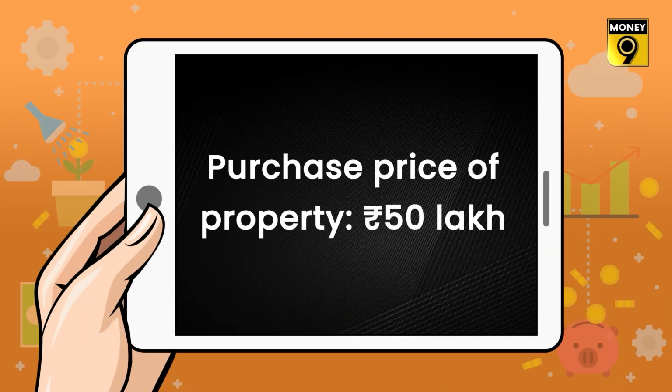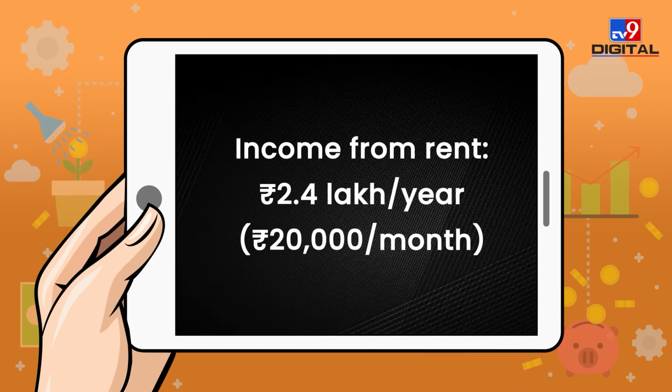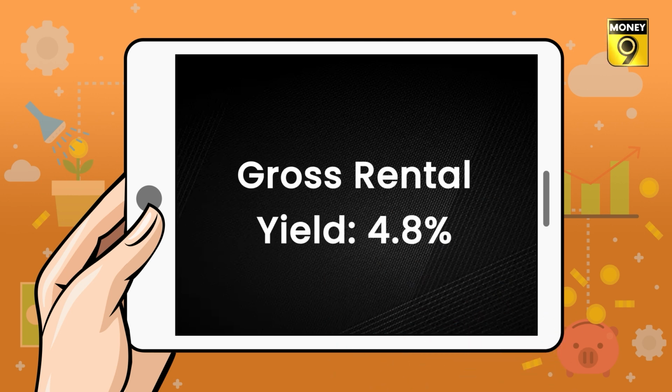Let's understand rental yield with an example. Suppose you bought a property for 50 lakh rupees and by renting it out, you get 20,000 rupees per month, which means an annual rent of 2,40,000 rupees. So, the gross rental yield would be 4.8%, meaning on a property investment of 50 lakh rupees, you get a 4.8% annual return from rent.